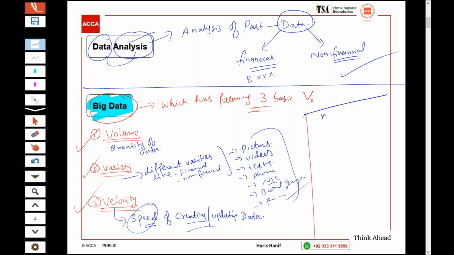Now, one point to be noted is that there is one other V. This is veracity, and veracity is the reliable source of data. The data should come from a reliable source. So in data analysis, you are supposed to analyze your past data, both financial and non-financial. The big data, which I explained as volume, variety, velocity, and another, veracity, the reliable source of data.